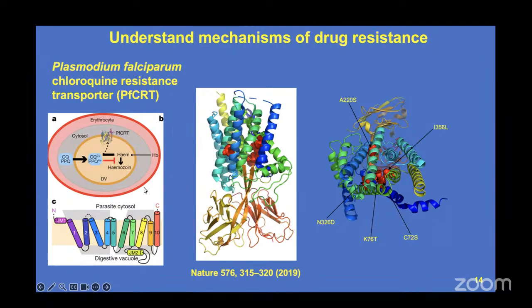And chloroquine for a very long time was used to treat malaria, but recently you don't hear about chloroquine because the parasite have developed resistance for this drug. And they solved the structure of this protein and mapped out the mutations that have occurred that is causing this resistance. And this can be exploited further in terms of optimizing the chloroquine molecule to restore its efficacy.